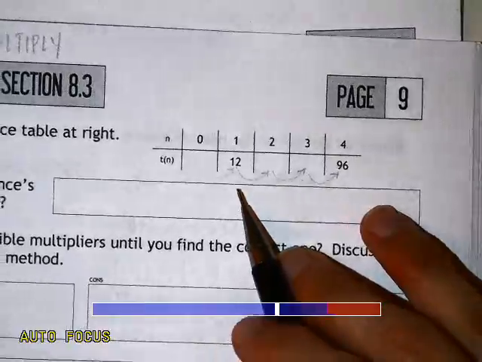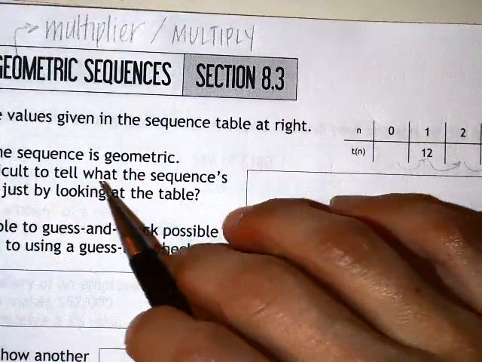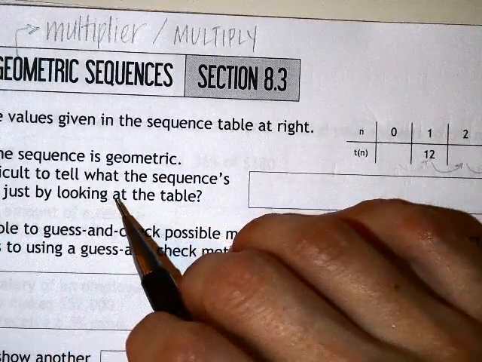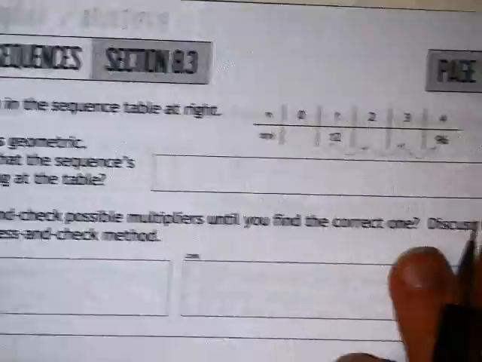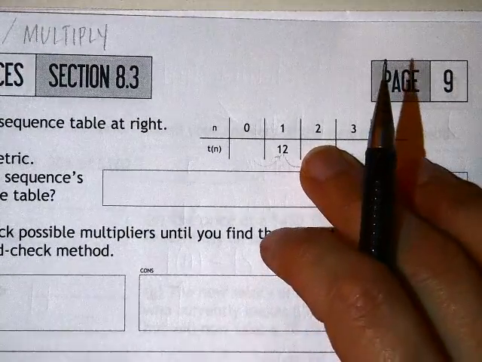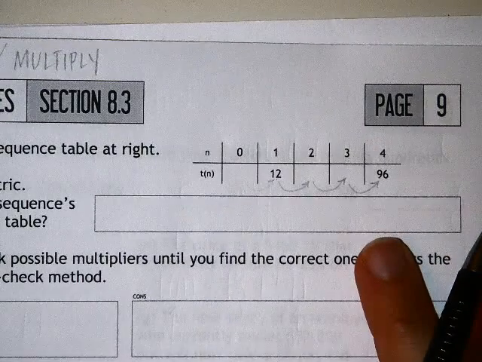Before I guess and check though, I just want to make sure that I answer question letter A with you. It says assume the sequence is geometric. Why is it difficult to tell what the multiplier is just by looking at the table? I'm not going to write an answer to this question, but I'll certainly say an answer, and you can pause the video and write my words if it helps.